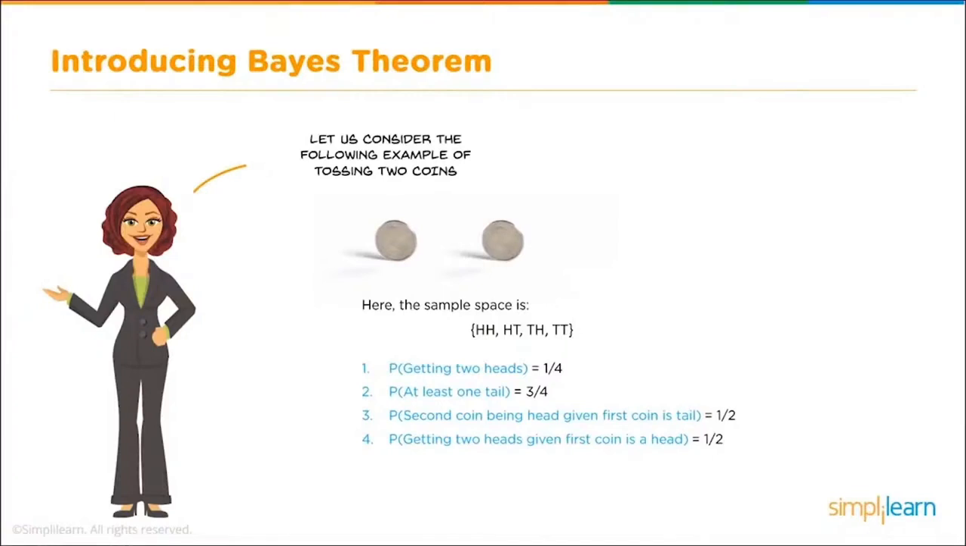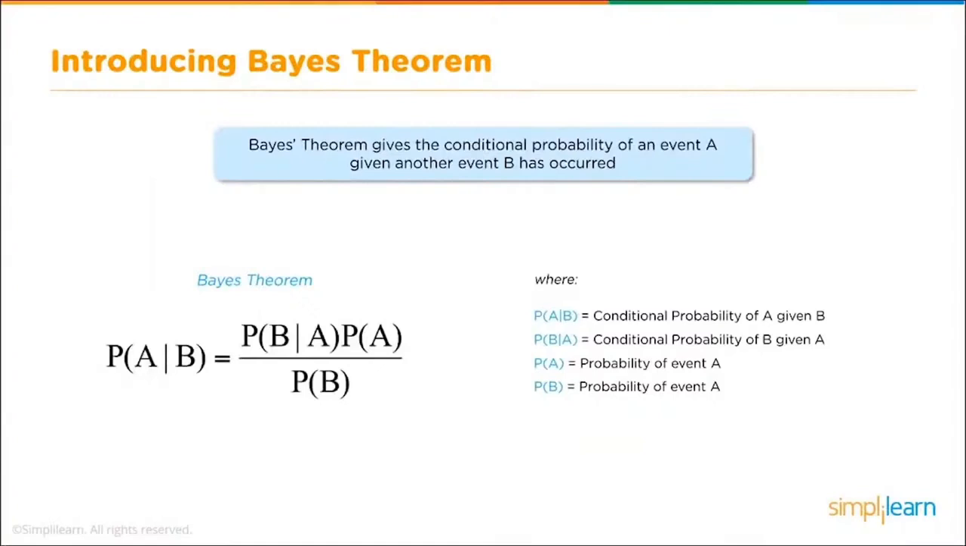And then the probability of the second coin being head given the first coin is tail is 1/2, and the probability of getting 2 heads given the first coin is a head is 1/2. We'll demonstrate that in just a minute and show you how that math works. Now when we're doing it with 2 coins it's easy to see, but when you have something more complex you can see where these formulas really come in and work. So the Bayes theorem gives us the conditional probability of an event A given another event B has occurred. In this case the first coin toss will be B and the second coin toss A. This can be confusing because we've actually reversed the order of them and go from B to A instead of A to B.